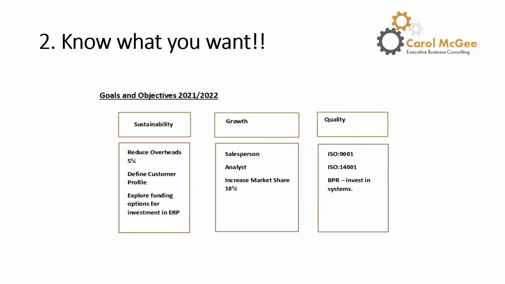And then you look at the quality objective: invest in BPR systems. So that's your business process re-engineering. Again, if you're trying to increase market share while reducing overheads and staying competitive, systems will play a key role. So hopefully this gives you a flavor of how your objectives need to influence your pricing strategy. And if you don't know what your objectives are, then there's not much point in having a pricing strategy. You might as well just charge where your competitors charge.